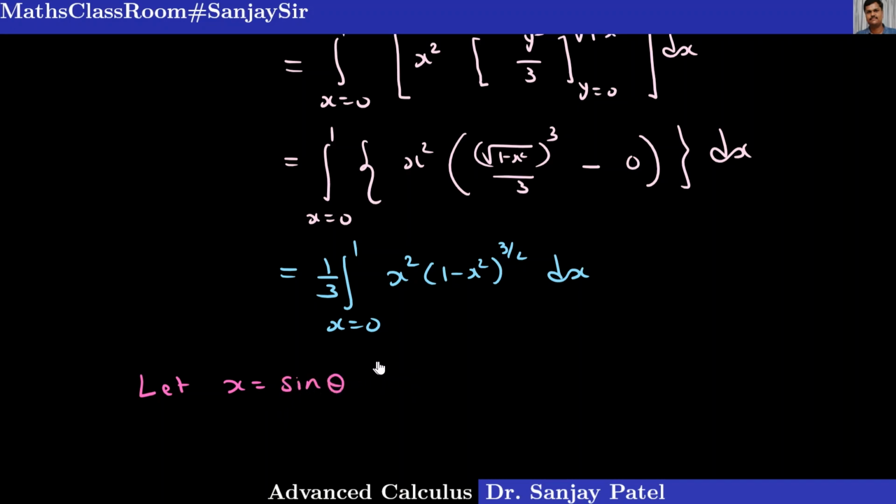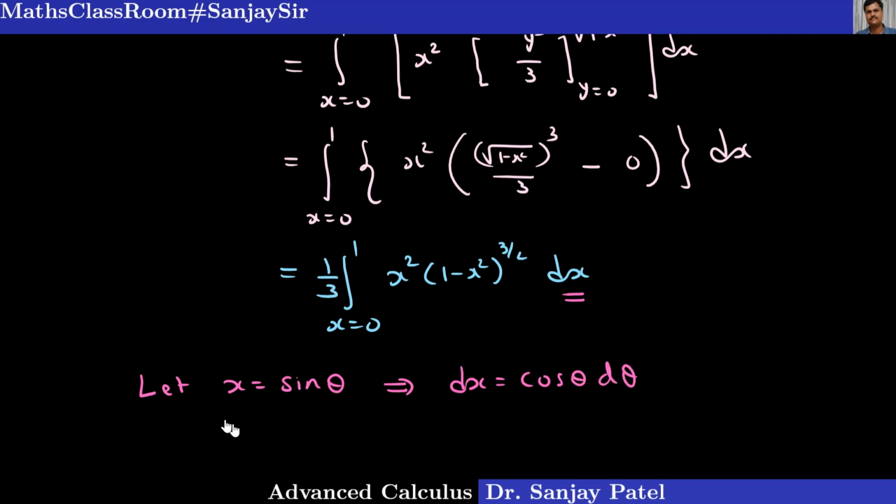And you know, whenever in a definite integral you take a substitution, you must change two things. One is the differential dx, and also the limits of integration of the variable x. Taking a substitution means we are changing the variable in this integral from x to the new variable theta. So when x is equal to sine theta, I can write dx is equal to cos theta into d theta.